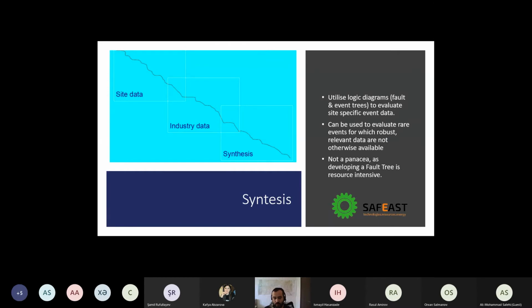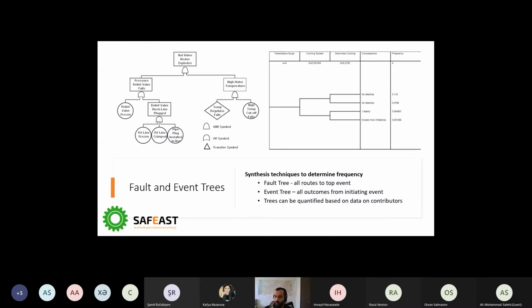But keep in mind, when you need to use these as an engineer or maybe even as a student, developing a fault tree or event tree is really resource intensive. It requires a lot of effort and a lot of time. So fault tree and event tree: how do we use them and what are they? They are the products of this synthesis method.